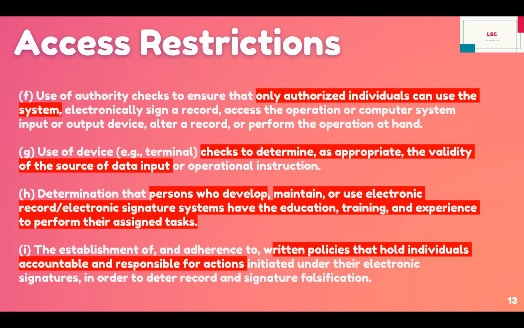Next, persons who develop, maintain or use the electronic record or electronic signature system must have the education, training and experience to perform that task. Means there should be a proper written process of how you are going to train the person, what the qualification of that person should be, and what experience that person has in using that electronic system. Now next, a written policy should be held with the individual person, and that individual is accountable and responsible for all their actions.